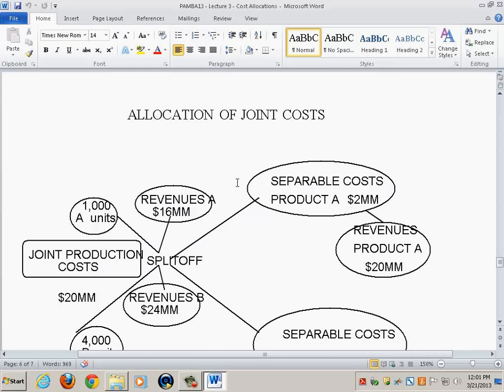And what happens is, if we don't know of a good logical way that makes sense to allocate, we allocate arbitrarily. So in joint costs, most of the methods that are used to allocate the joint cost to the various products are arbitrary and capricious methods. Well, you can say, if they're arbitrary and capricious, why do we need to know them?